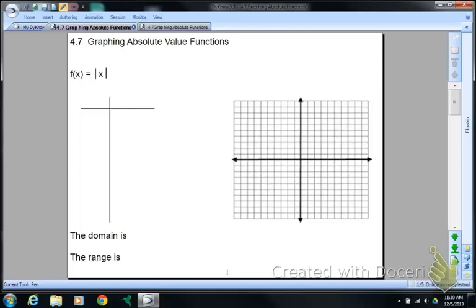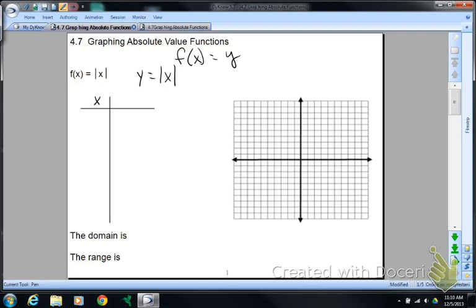Okay, 4.7, graphing absolute value functions. First off, f of x is equal to absolute value of x. F of x replaces your y. That means the same thing. So anytime you see f of x, that's the same thing as y. That means y equals absolute value of x. Sometimes you might see g of x or h of x too, but f of x is the most common one. We're going to make a table to do this graph.